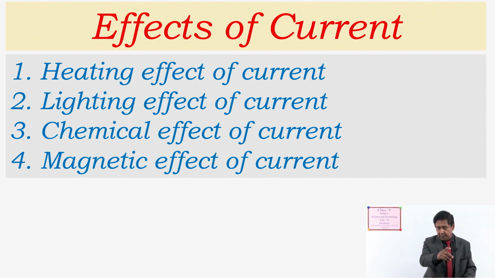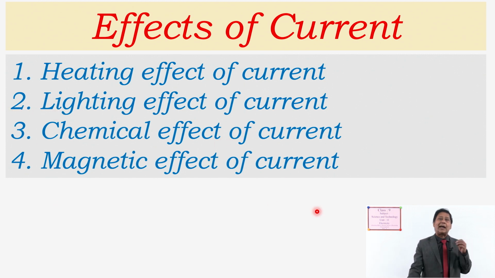But numbers 2, 3 and 4, the lighting, chemical and magnetic effects of current, are not in the syllabus and not given in the book also. That's why we'll focus on heating effect only, but at least we have to know what they are. That's why I'm giving some important information about these.